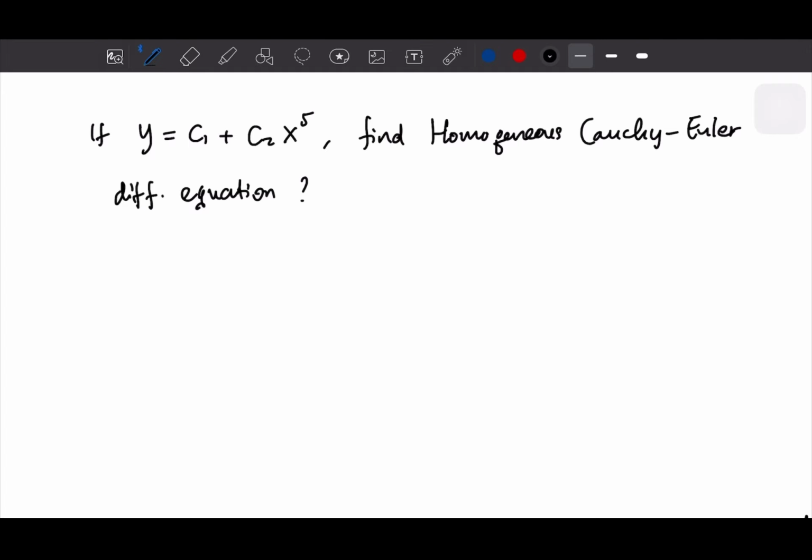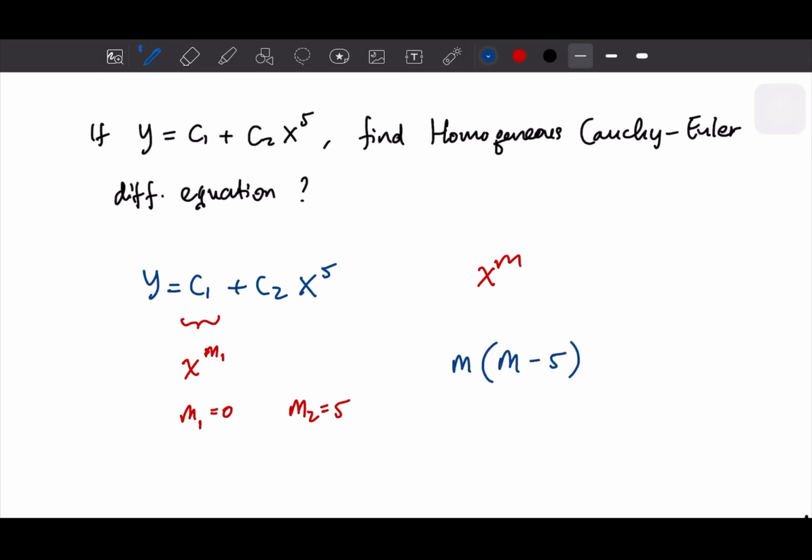Okay, I think you should be able to see the pattern, right? So first thing, imagine, let me write the solution here. The solution should be in the form of x with power of m, right? So in the first constant one here, it should be some x with power of m. So we could say that m1 is supposed to be 0, and m2 is 5, which means that we have m and then m minus 5 as our equations for the auxiliary equation in Cauchy-Euler.